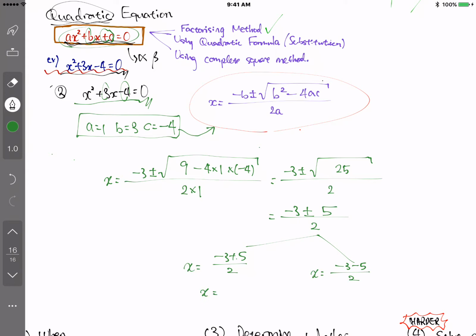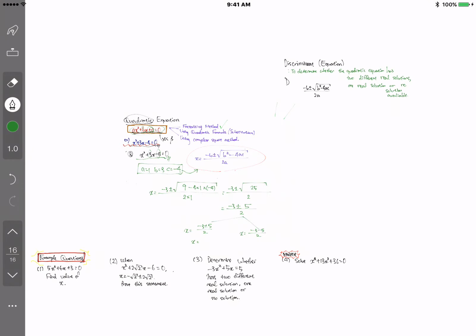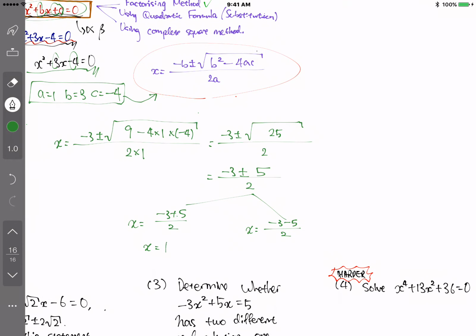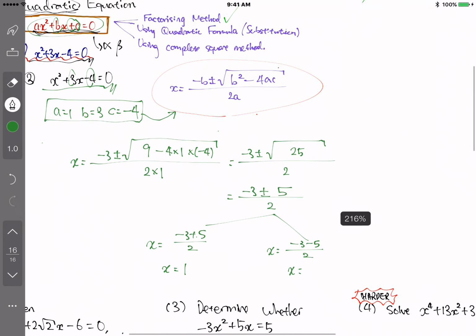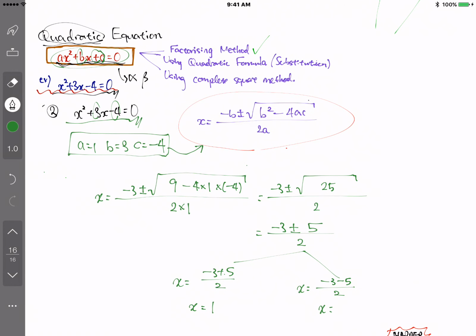And if you simplify them, x becomes 5 minus 3, which is 2, divided by 2, so x becomes 1 for this one, and negative 5, negative 3 becomes negative 8, and negative 8 divided by 2 becomes negative 4. And these are your two solutions, right? They're going to be the two solutions for this typical quadratic equation. And let's do the final method.